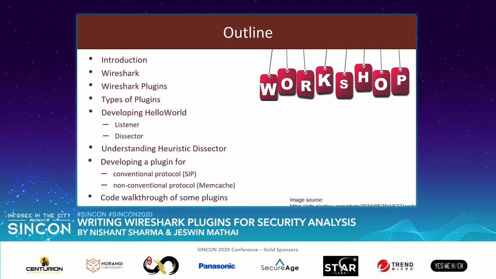So now coming to the workshop outline. First, we are going to talk about the basics of Wireshark plugins, what kind of plugins are there, and then we will also take a hello world example of different kinds of plugins. And then we will talk about the heuristics dissector, and then we will go ahead and see how plugins can be developed for conventional and newer protocols.